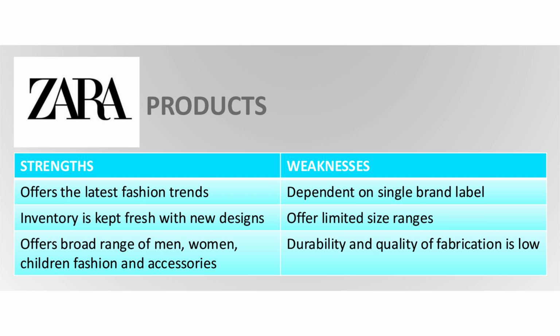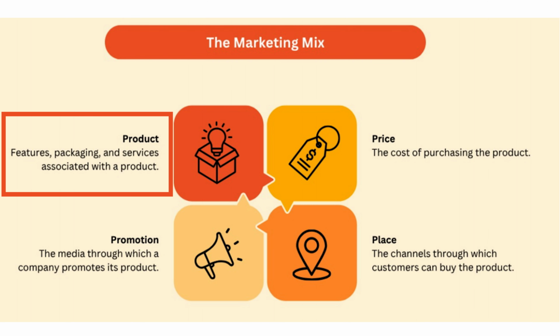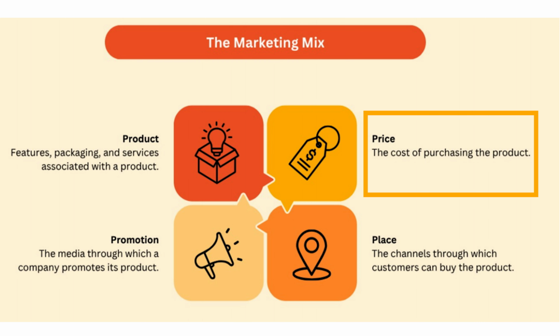Now, when analyzing your competitors' marketing mix or their 4 Ps, look at their product mix. What are the variety of products that they're offering? What are their products' features, attributes, and packaging? You also want to look at their pricing. What pricing strategies are they using? Are they offering pricing at, below, or premium pricing? Are they using cost plus or any freemium pricing?